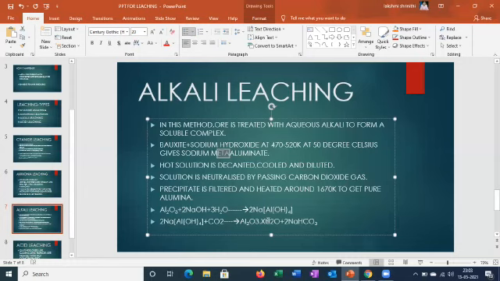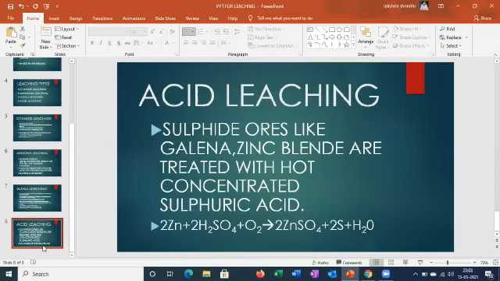Let's go for the last type of leaching now, which is called acid leaching. Here, we take sulfide ores like galena and zinc blende, that is ZnS and PbS, and we treat them with hot concentrated sulfuric acid. Zn plus H2SO4 plus O2 gives ZnSO4 plus 2S plus H2O. Zinc alone dissolves in sulfuric acid and gives zinc sulfate. From that zinc sulfate, we get zinc. That will go through roasting to convert to oxide, and after that we'll have a series of steps.